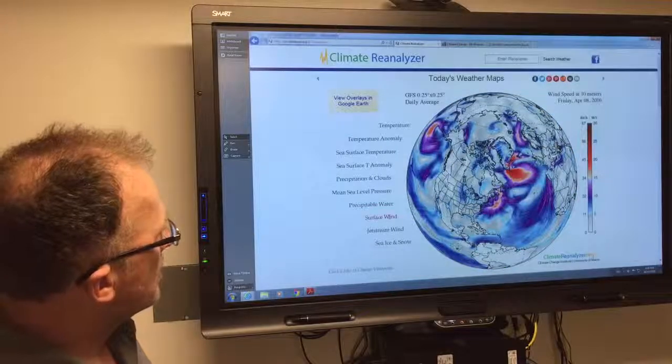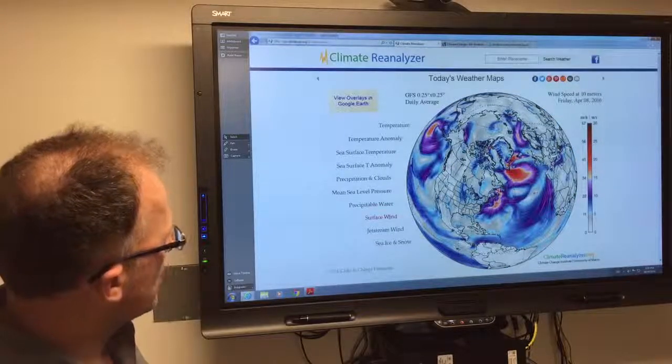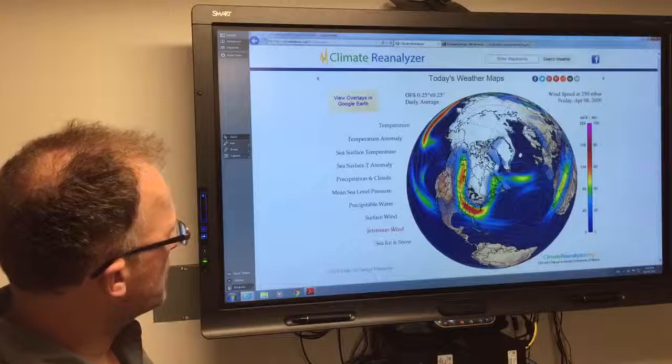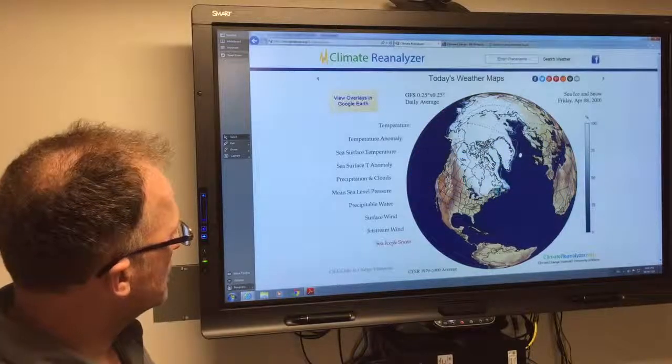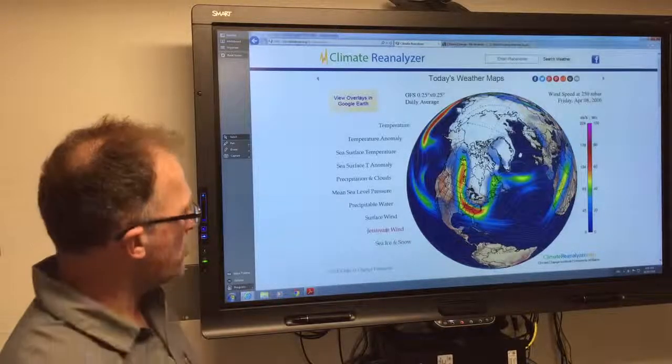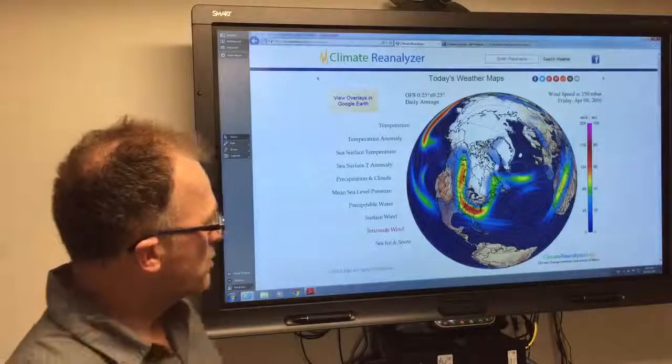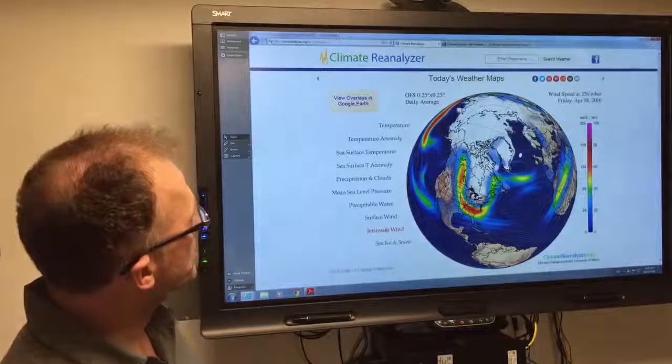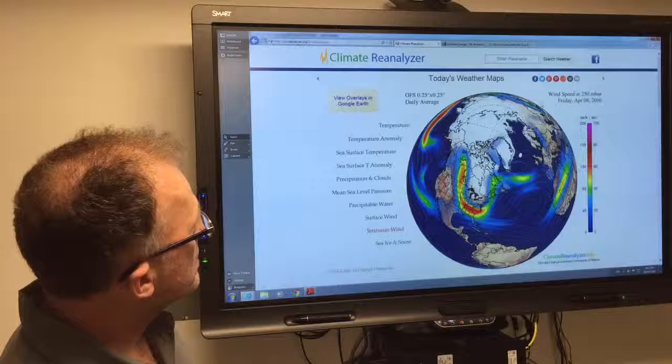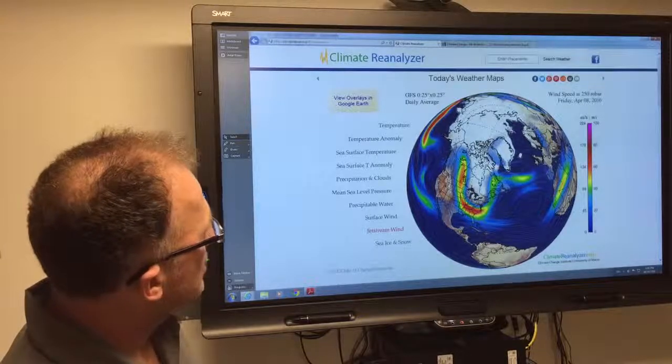Surface winds. Here, you can see what's going on, and jet streams are very, very important. And then there's sea ice and snow, but jet streams are very important. So these are the winds at about 250 millibars of pressure. And this is the wind speed.